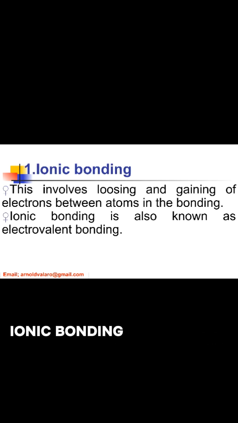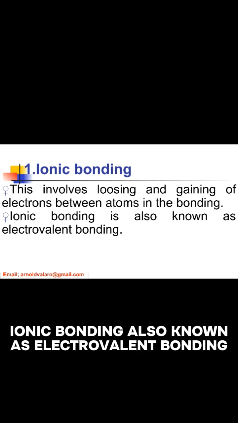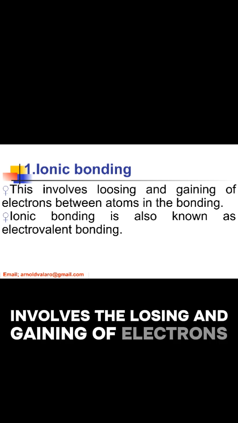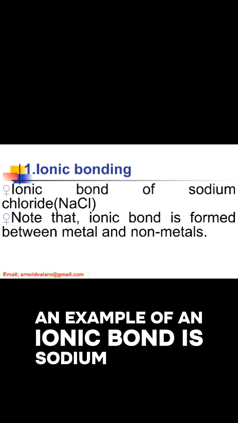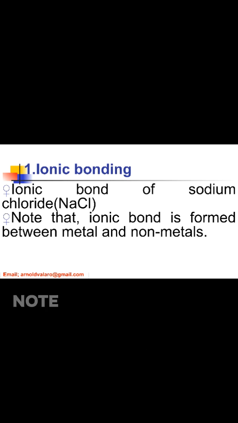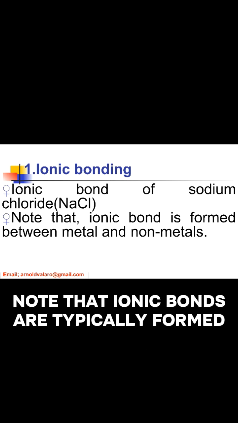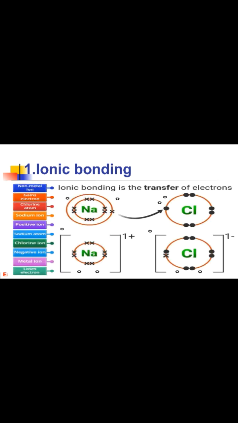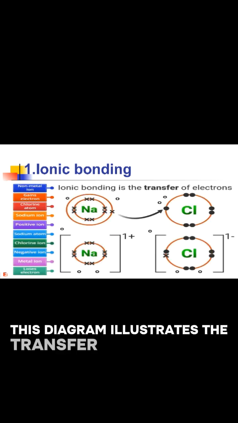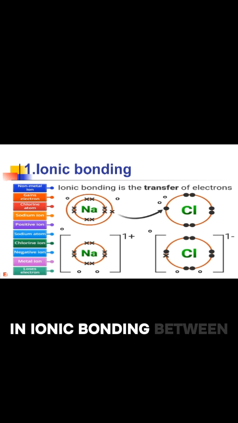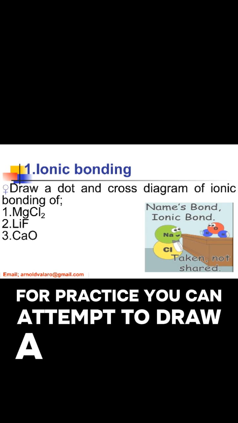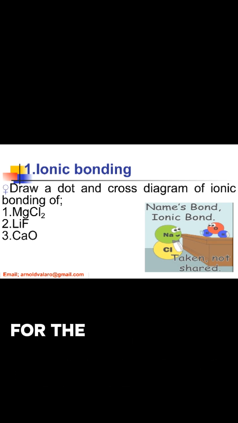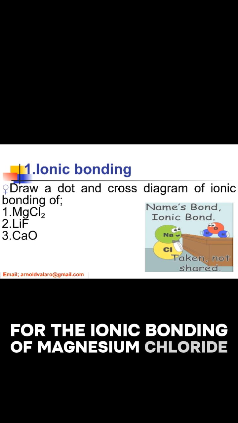Ionic bonding, also known as electrovalent bonding, involves the losing and gaining of electrons between atoms. An example of an ionic bond is sodium chloride. Note that ionic bonds are typically formed between metals and nonmetals. This diagram illustrates the transfer of electrons in ionic bonding between sodium and chlorine. For practice, you can attempt to draw a dot and cross diagram for the ionic bonding of magnesium chloride, LiF, and CaO.